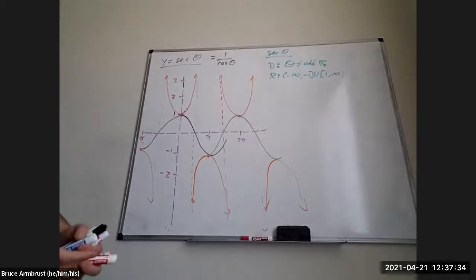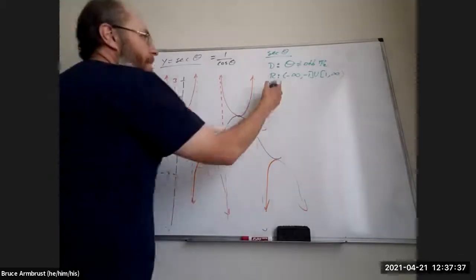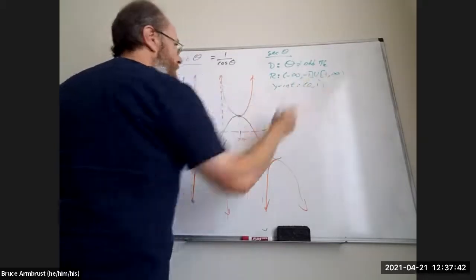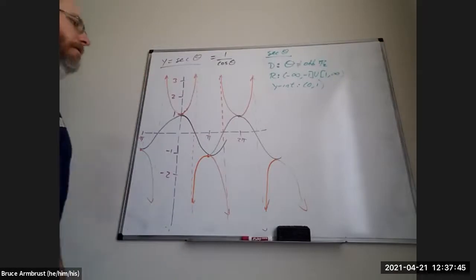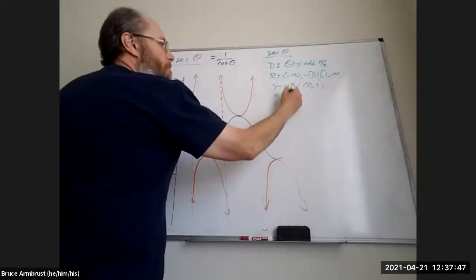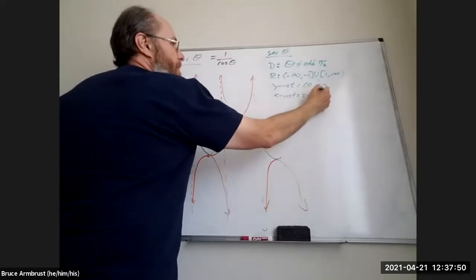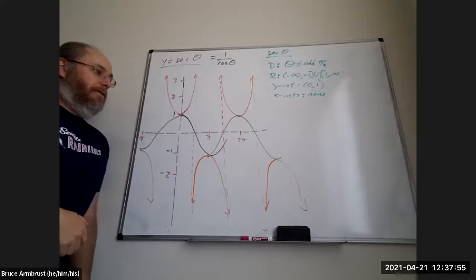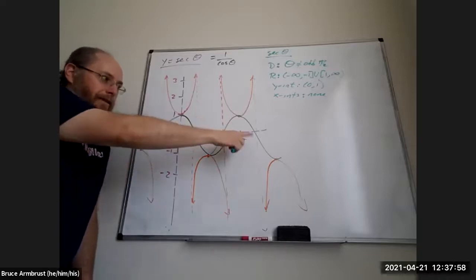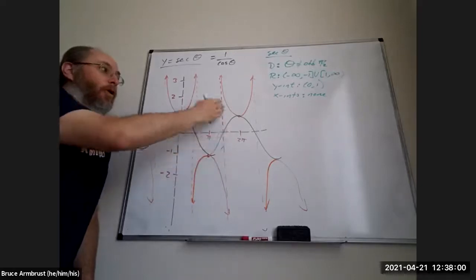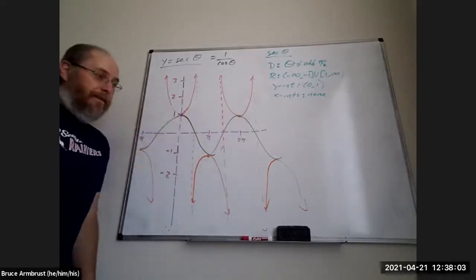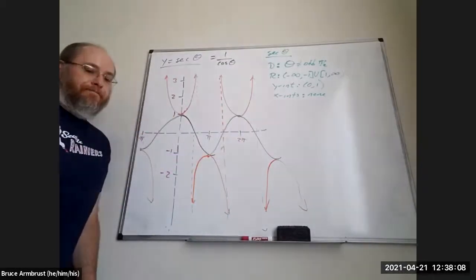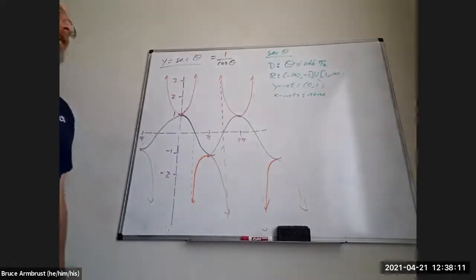In terms of intercepts, y-intercept, again, it is 0, 1. It's the same y-intercept as cosine. But x-intercepts, there actually aren't any. It never actually crosses the x-axis. Now, don't look at the black, right? The black here was cosine. It's the orange that's secant. And the orange never crosses the x-axis. So there are no x-intercepts.